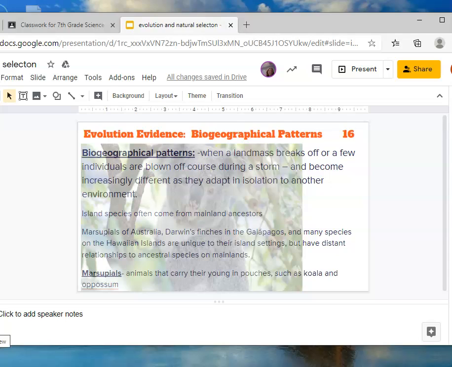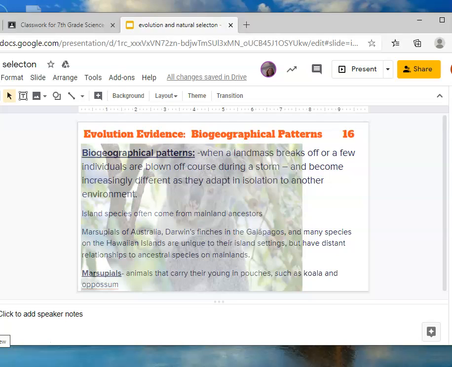Evolution evidence. Biogeographical patterns. When a landmass breaks off or a few individuals are blown off course during a storm and become increasingly different as they adapt in isolation to another environment. Island species often come from mainland ancestors. Marsupials of Australia, Darwin's finches in the Galapagos, and many species on the Hawaiian Islands are unique to their island settings, but have distant relationships to ancestral species on mainlands.